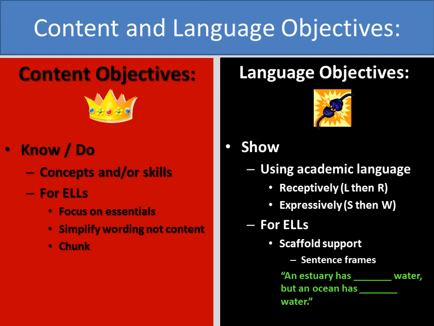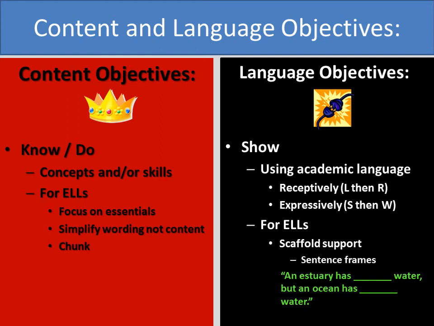For ELLs in particular, we really need to provide a lot of scaffolding support in these language objectives. We can use things like sentence frames. For example, an estuary has blank water, but an ocean has blank water. Being able to scaffold a student's language objectives and understanding that a student might not be able to say what they know or can do until we make it accessible for them.